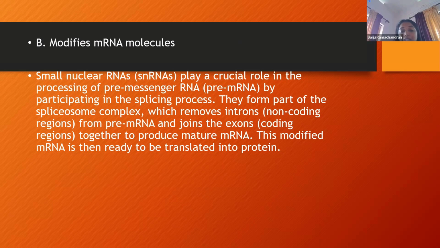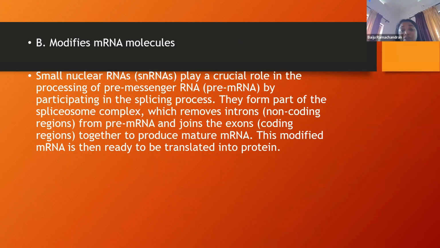So what do we mean by splicing? Splicing is a complex process of removing introns, which are the non-coding regions, and joining exons, which are the coding regions. So here we are making a mature mRNA by removing the non-coding regions and attaching the coding regions. So the main function of snRNA is the modification of mRNA molecules.